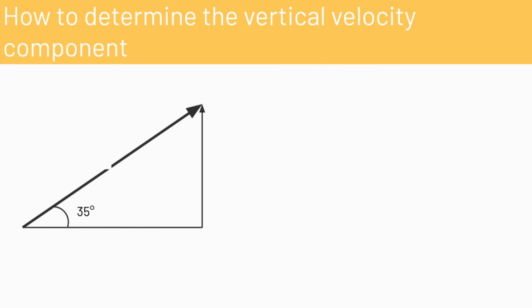All right, so let's look at how to determine the vertical velocity component. So first we have our composite velocity. So we have v naught is equal to 60 meters per second. So that's this composite vector here. So it's not a vertical vector, it's not a horizontal vector, it's this composite vector, and it has an angle of 35 degrees. So we want to know the vertical velocity component. So we want to know v naught y. We want to figure out what is this part of this velocity vector.